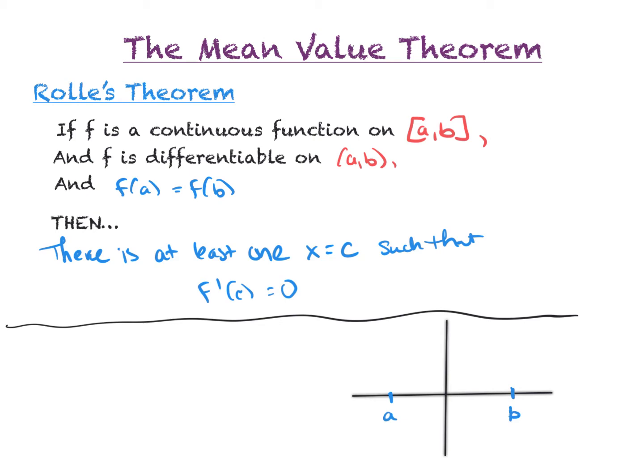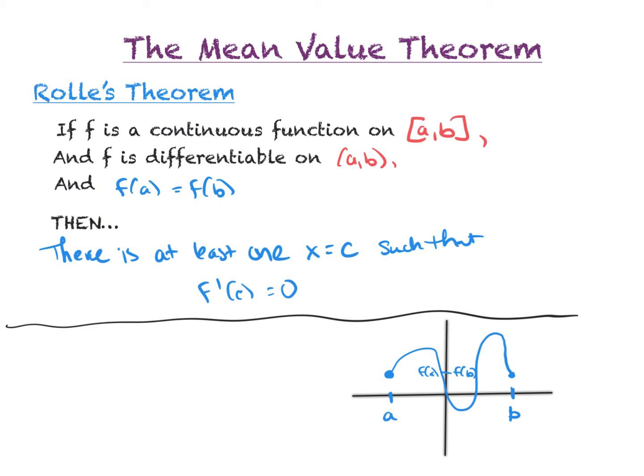And I need to draw in a continuous function on the closed interval from a to b. So when I draw in this function, no skips or breaks. I need to draw a differentiable function on a to b, so no cusps or corners. And here's the weird part. The f of a value must equal the f of b value. So wherever the starting y value is, let's say it's here, that has to be equivalent to the ending y value.